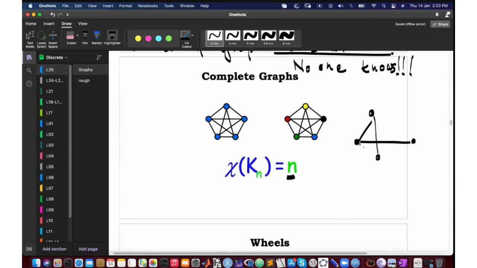Anas, okay, good. Yeah, so you need a different color for every vertex because you can't use one color for two different vertices because every pair of vertices is connected by an edge. And for proper coloring we said that you must use different colors for the two endpoints of each edge. Great.